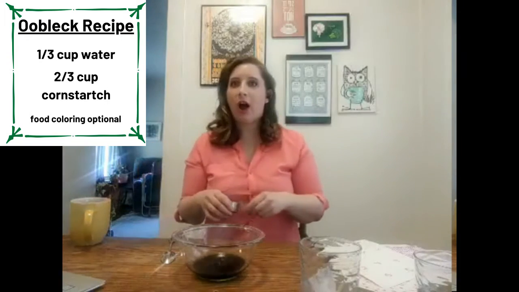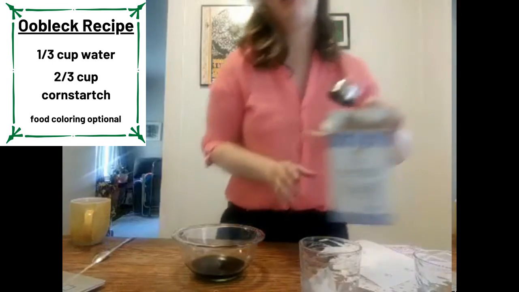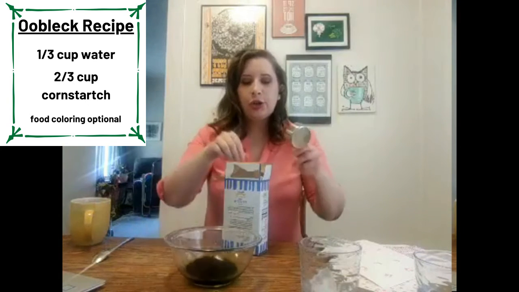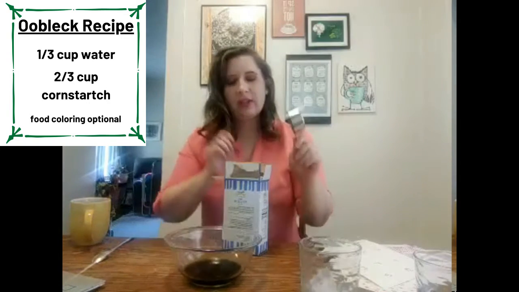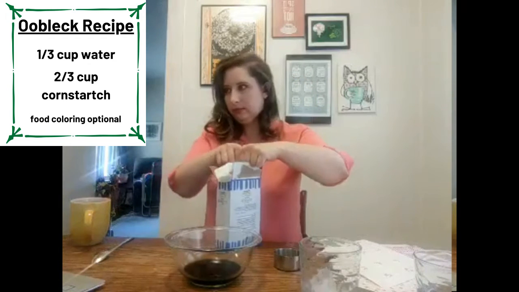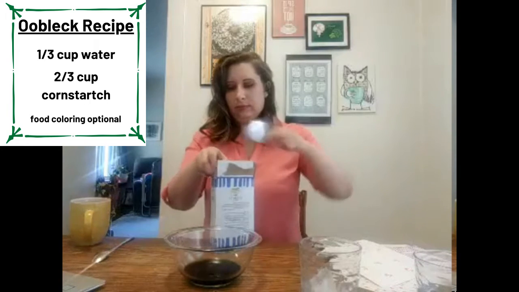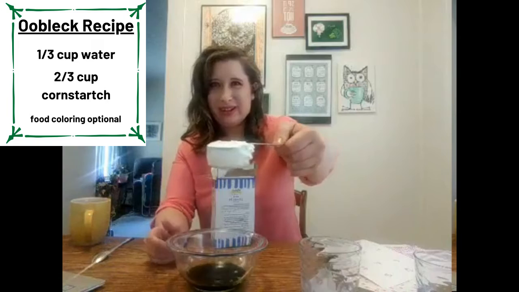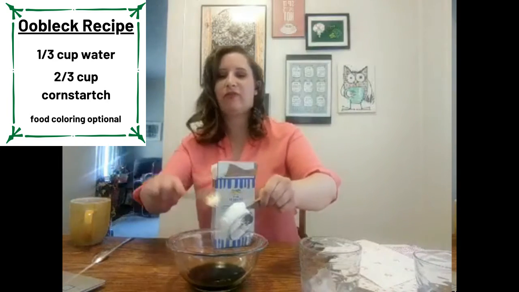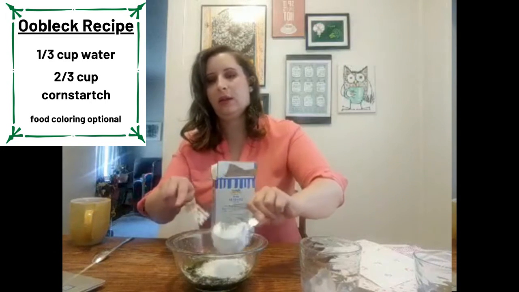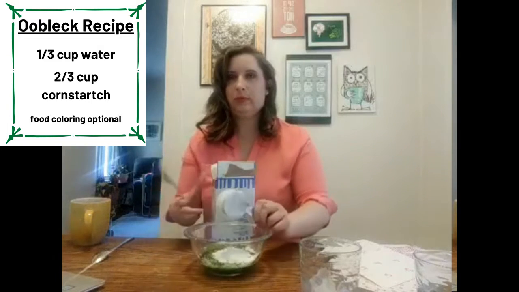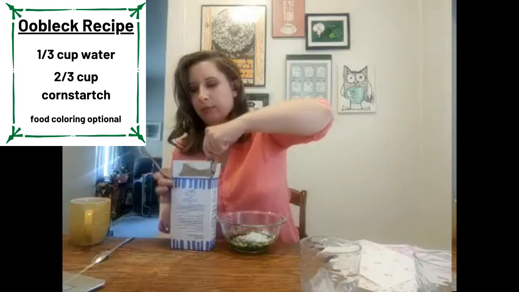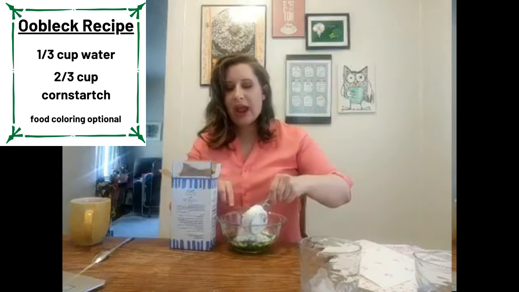So that was a third of a cup of water. To make the Oobleck, you need twice that amount, so I need 2/3 of a cup of cornstarch. This is 1/3 of a cup, so I'm going to do 2 of these. See? And again, cornstarch, British people call it corn flour. I'm going to use my fork to just get it out a little. So that was one in, and here's the other one. You don't have to be perfect in your measurements.